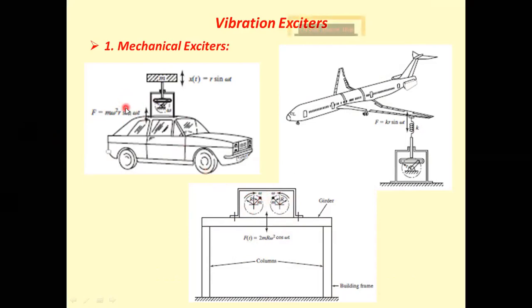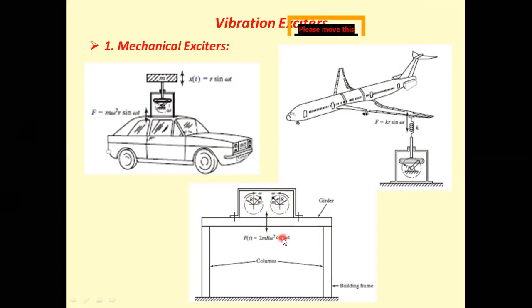So a single mass produces a force F = m ω² r sin ωt. So two masses will produce the force F(t) = 2m r ω². Now there is a cos ωt because this is a vertical force. Now these are the horizontal force. So, sorry, these are the vertical force because the angle is with vertical. So that is 2m r ω² cos ωt.